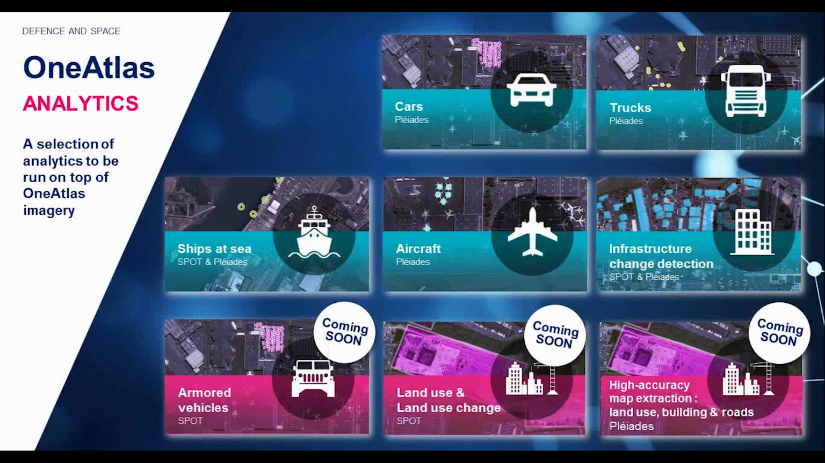Lastly, you can access analytics in OneAtlas. It's a selection of algorithms to be run on top of OneAtlas imagery, so that you can automatically detect cars, trucks, ships at sea, aircraft, infrastructure change detection, and soon you will be able to detect armored vehicles, land use and land use change, and very exciting, high accuracy map extraction with land use, building, and roads. If you want to know more about it, a webinar will be broadcasted on the 9th of July by my colleague Joanna.